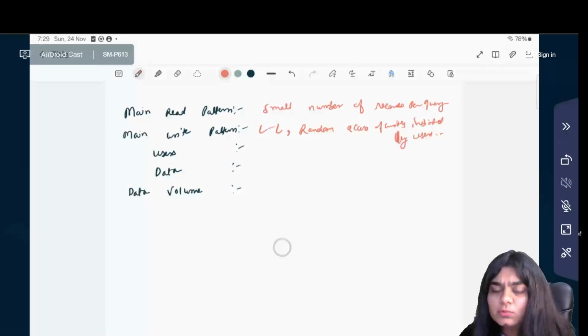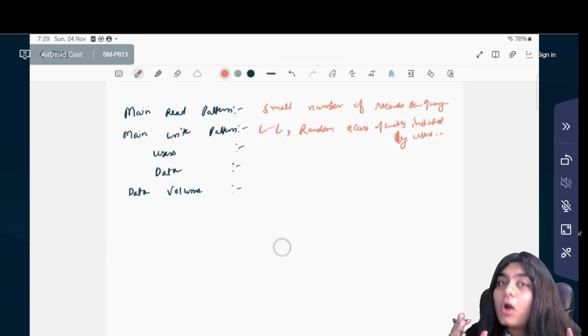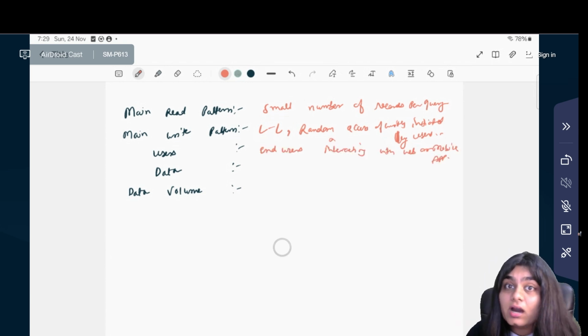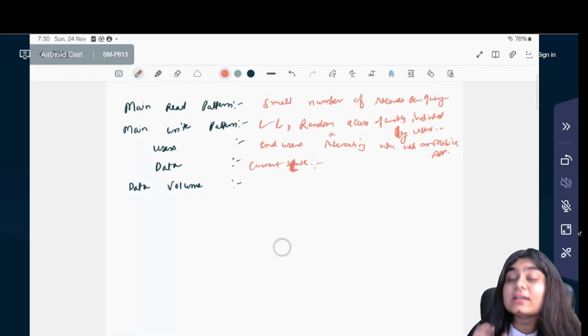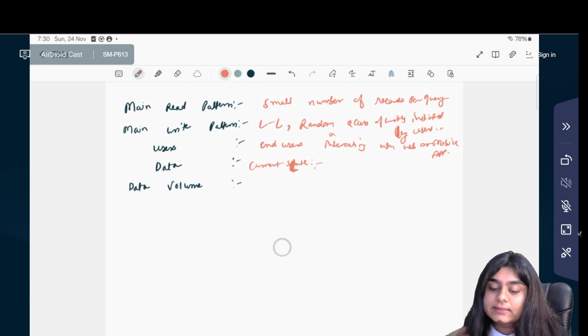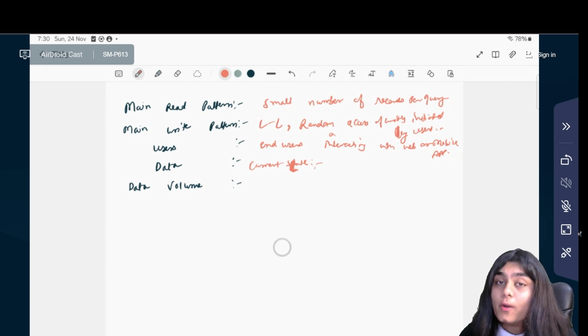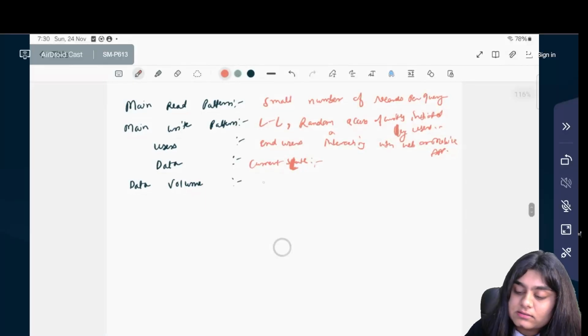So who are the end users? End users are the customers who are interacting with a web or mobile app. And here the data always reflects the current state, for example, your current account balance in your bank's mobile application. Data volume: usually OLTP systems deal with gigabytes and terabytes of data.